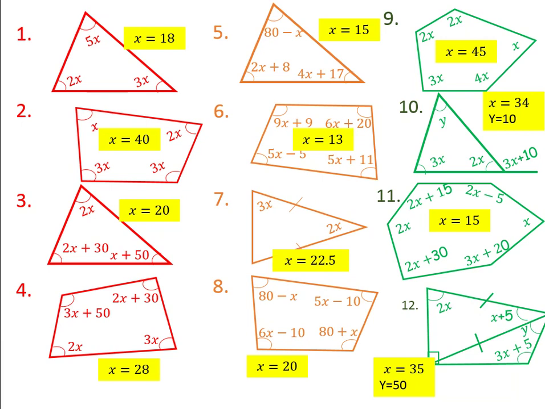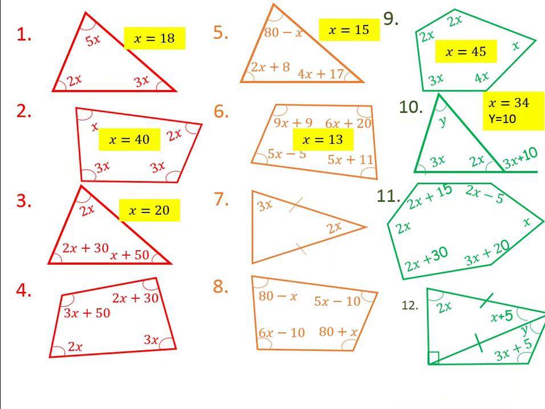Whenever you're forming and solving equations, especially when it involves angles, use all of the rules of angles that you know. Angles in a triangle add up to 180. Angles in a straight line add up to 180. Angles in a quadrilateral, a four-sided shape, add up to 360.